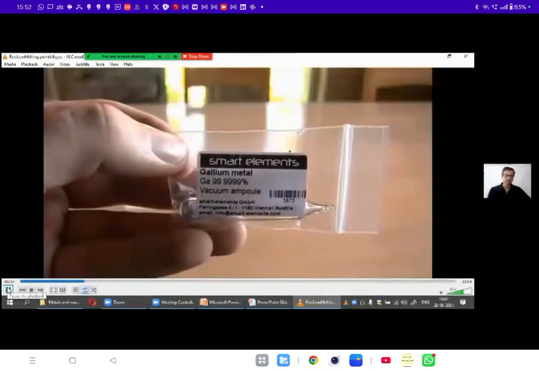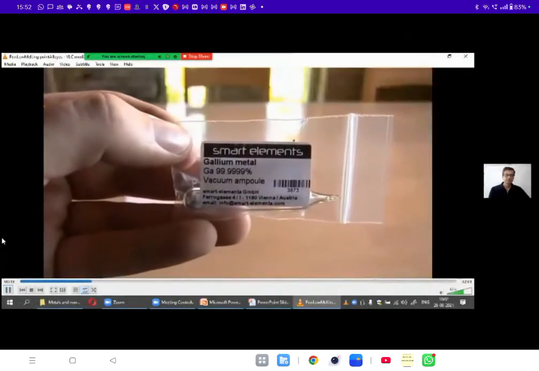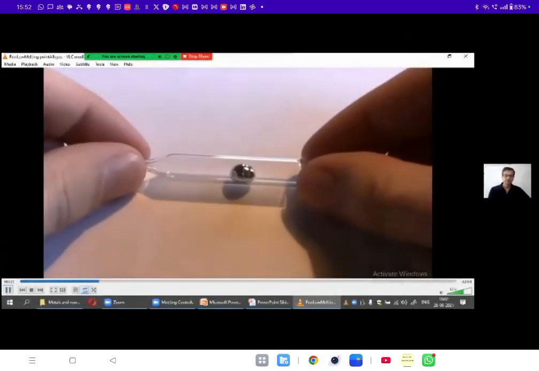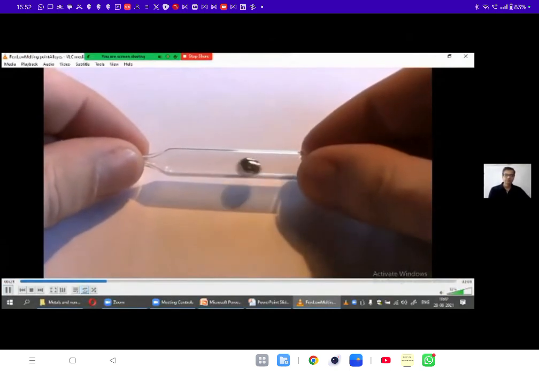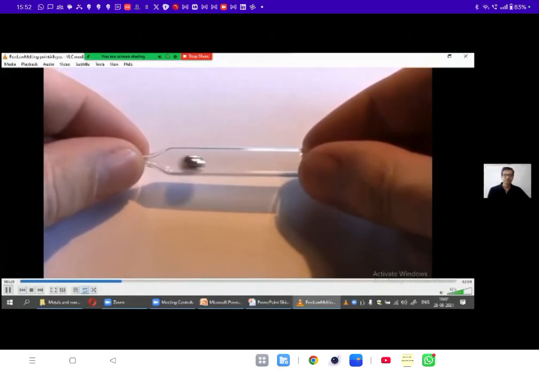But you can buy this special vacuum ampule with high purity gallium. The glass is treated with what I believe is gallium oxide, so the gallium does not stick to this glass, and you have a beautiful mercury substitute.